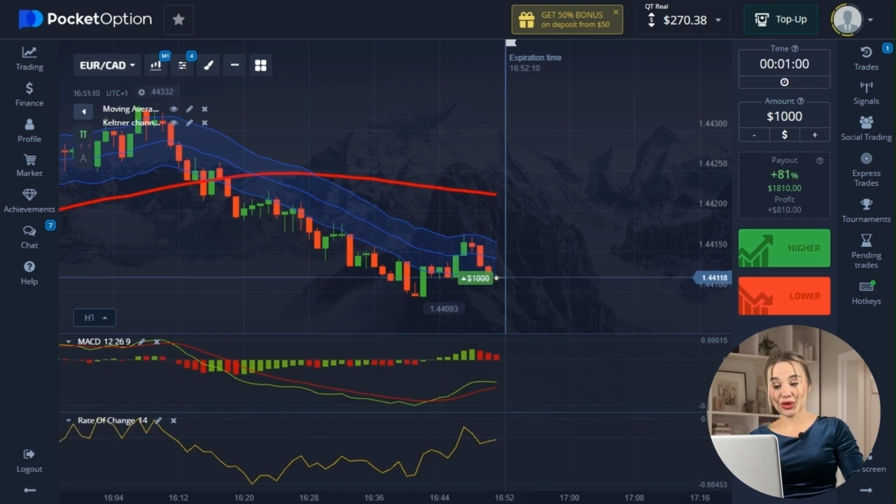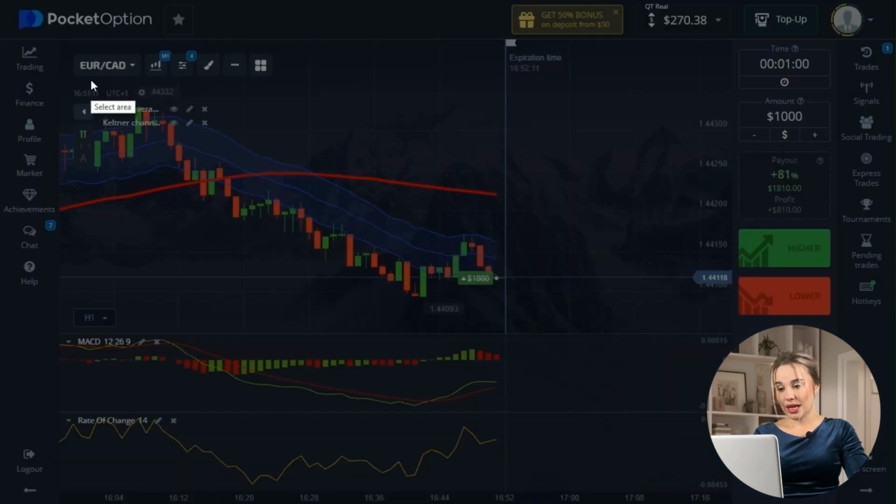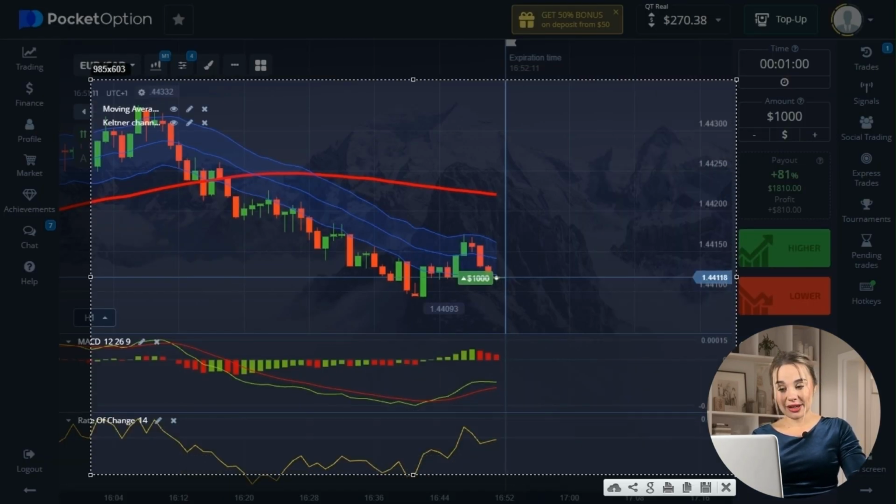Pay attention to the chart. Let's go through the reasons for opening this trade. I will show. The signals from the indicators are contradictory. MACD indicates further decline while the rate of change is encouraging an upward trade. And still I'm basing this on the Keltner channel. Its lower boundary coincides with the support level where the price decline paused, so we're expecting a small rise.